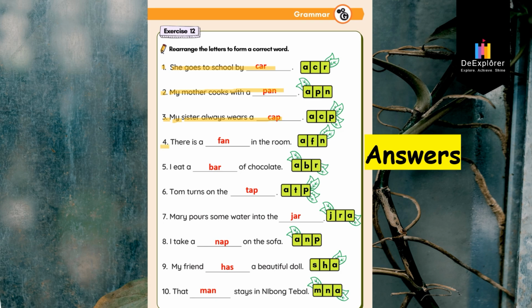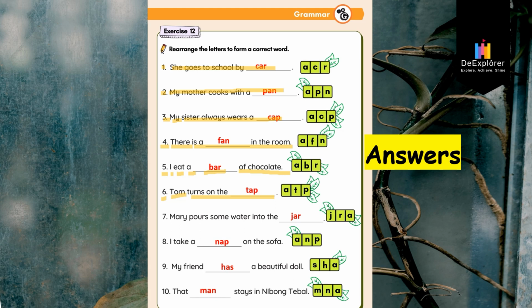Number 4. There is a fan in the room. There is a fan in the room. 那个房间里面呢有一把风扇. A fan. Next, number 5. I eat a bar of chocolate. Okay, so this one you have learned the word bar, remember? 就是一排一排的巧克力. Okay, next, number 6. Tom turns on the tap. Tap 呢，那时候我们教了，就是你的那个水龙头. So Tom 就开那个水, turns on the tap.